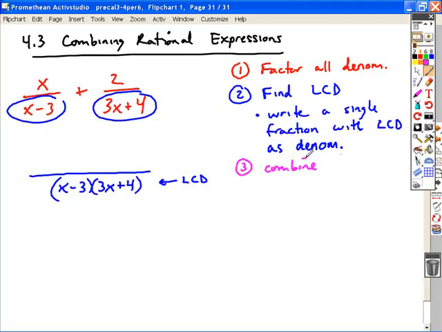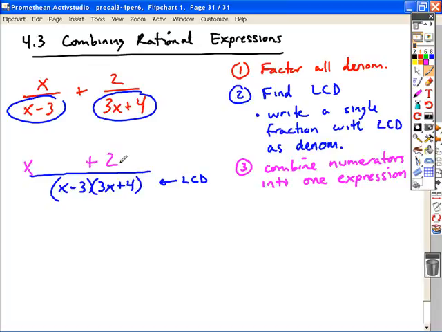Okay. The next step is to combine the numerators into one expression. And this is the step that often causes the confusion. The way that I suggest that you go about doing this is begin with the terms that were already in the original expressions. So x, leave a space, plus 2.